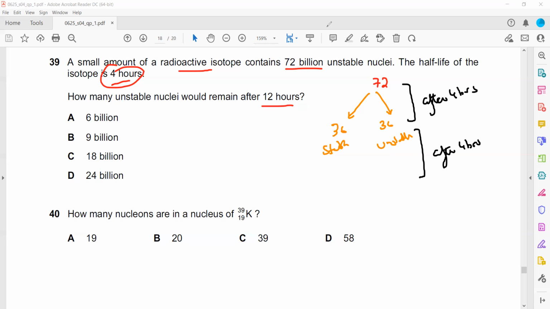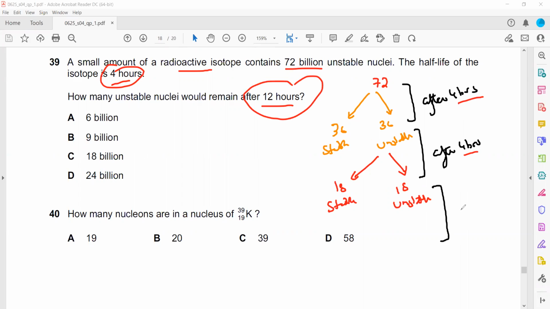This 36 will be halved. And out of 36, 18 billion will be stable and 18 will be unstable. So the total time which has passed is 4 hours, so total 8. But we want to find after 12 hours. So after another 4 hours, out of this 18, 9 will be stable and 9 will be unstable.